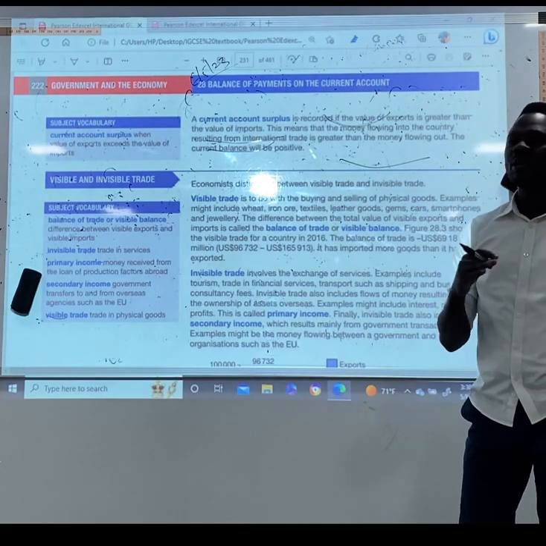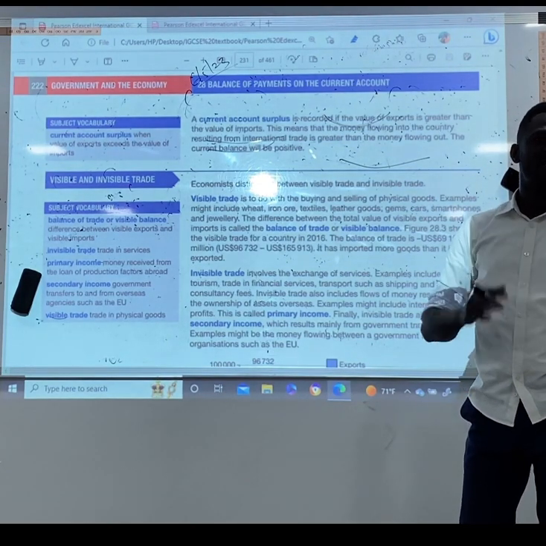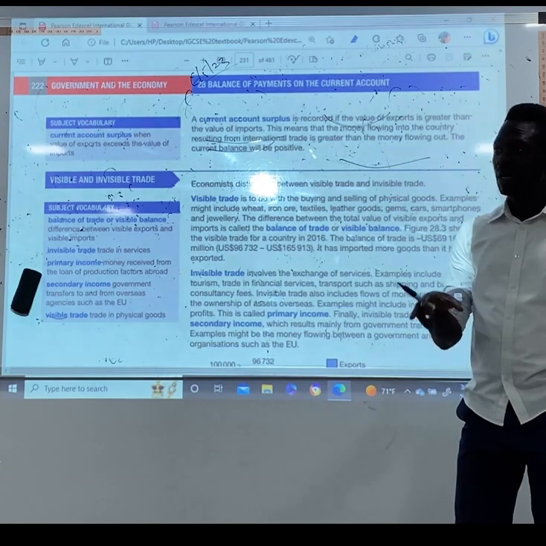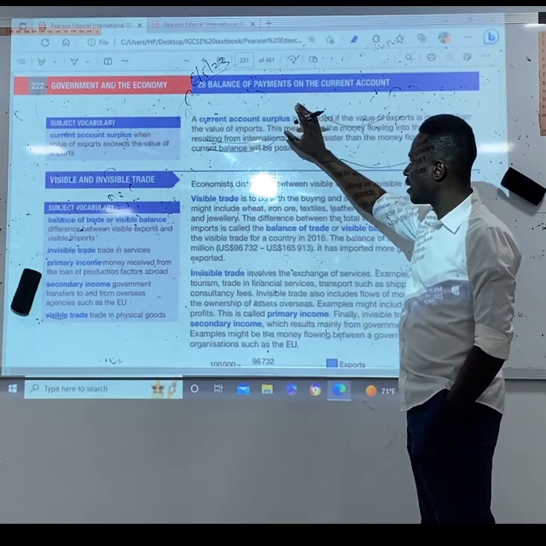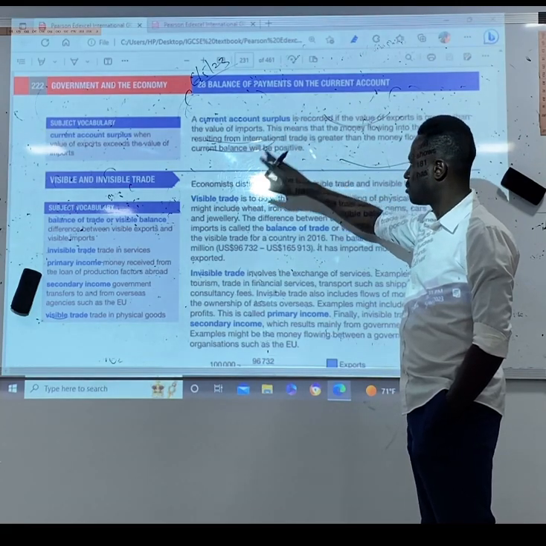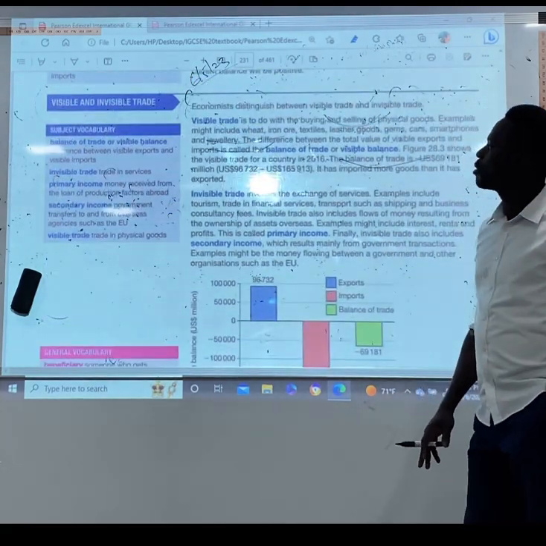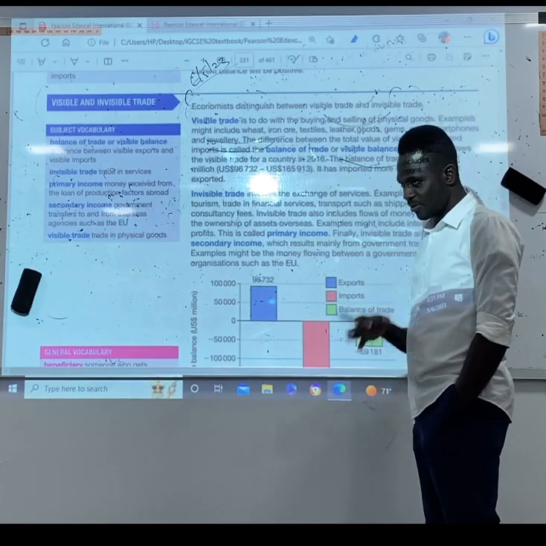Surplus means the value of your export exceeds your imports. The value of your export exceeds your imports. I think it's clear. Any question about that? No. We'll move on. So we go to visible and invisible trade.